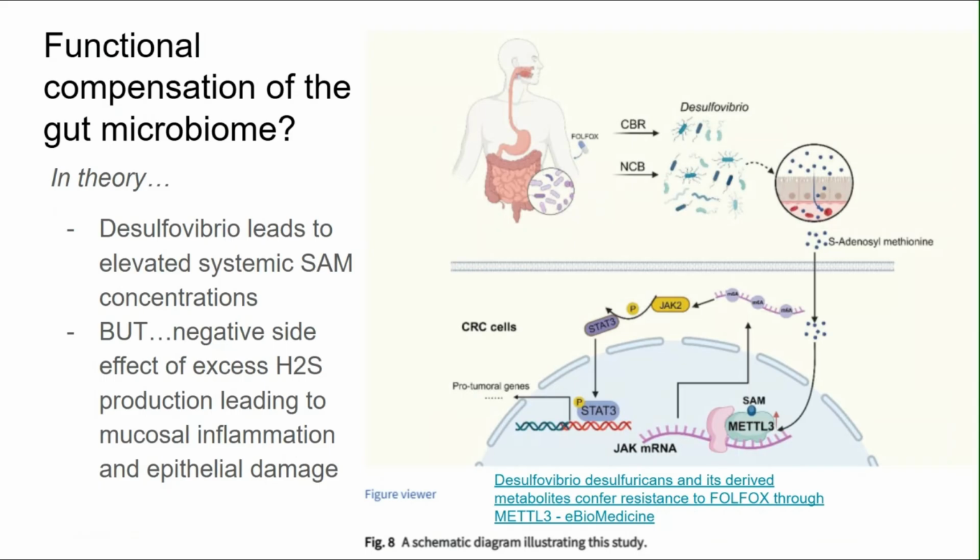So Desulfovibrio leads to elevated systemic SAM concentrations. So a theory, by the way, just a theory, what if when you are really bad at making your own SAM, you grow this particular bacteria to make up for it? But the negative side effect of excess hydrogen sulfide production leads to inflammation in your gut. So yeah, maybe that would be something to look at. Is my sulfur producing bacteria a consequence of not being very good at SAM production?